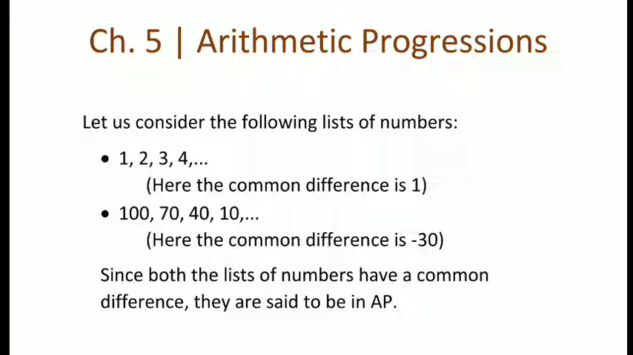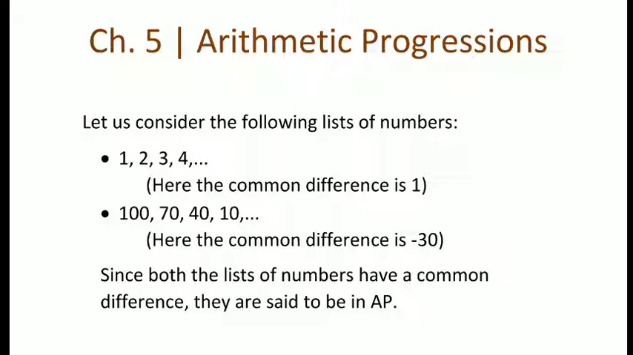It is very easy to find the difference between consecutive terms. The second term minus the first term, that is 2 minus 1, gives 1. Third term minus second term gives 1. Fourth term minus third term, that is 4 minus 3, again 1. That means these numbers have a common difference. So let's come to the second group.